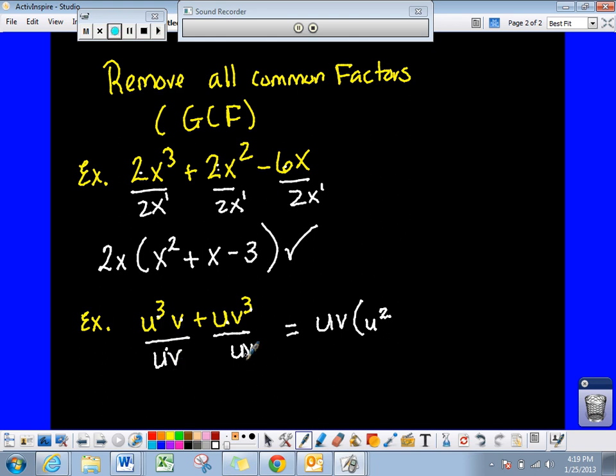Same thing with the u's. And so we got 3 minus 1 is going to give me v to the second. And so we're done. Because this is a plus, it's not the difference of squares. So we have to leave it just like this. Okay? So now let's look at factoring polynomials in quadratic form.